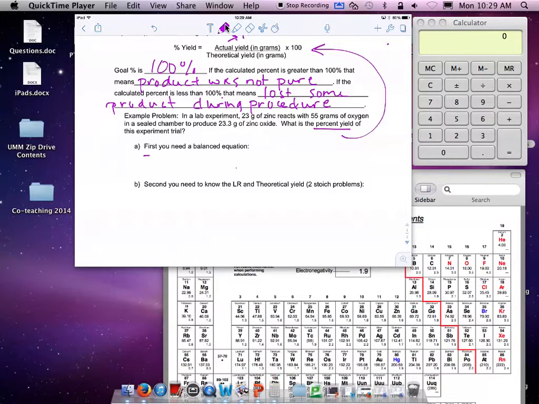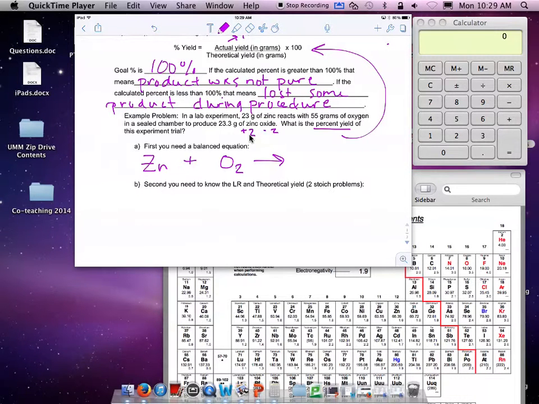Well, it says that I started with zinc. It says that I started with oxygen. Remember that between these two, zinc is not a diatomic, but oxygen is a diatomic. It says that I produced zinc oxide. All right, well, if you look on your peat sheet, you'll see that zinc is +2. And if you look on your periodic table, you'll see that oxygen is -2.